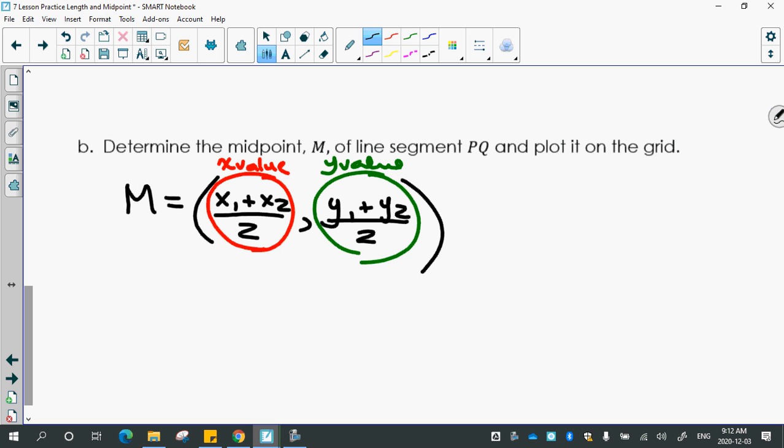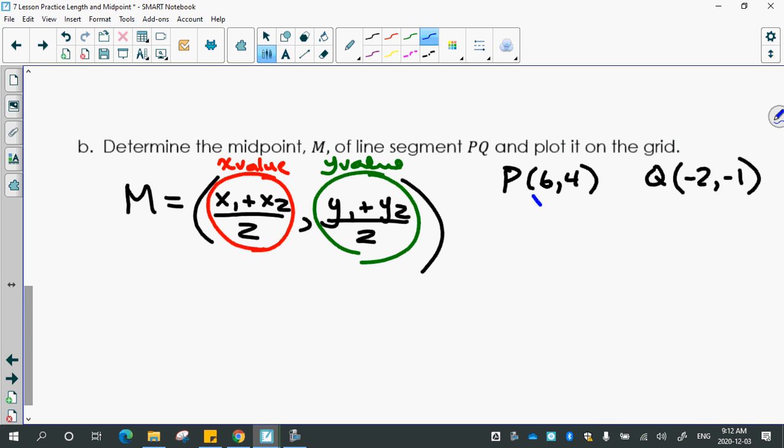So this is all based off knowing those 2 points right at the top of the page, which were P(6, 4) and Q(-2, -1). So we have to give you the 2 points in order to use the formula. And you label them the exact same way you do for the distance formula.